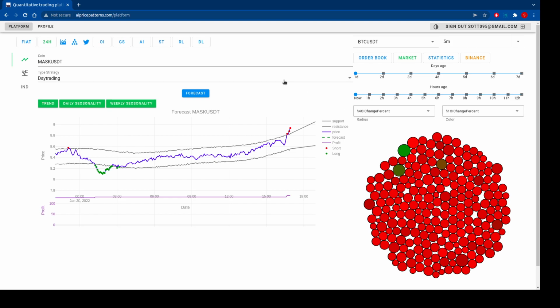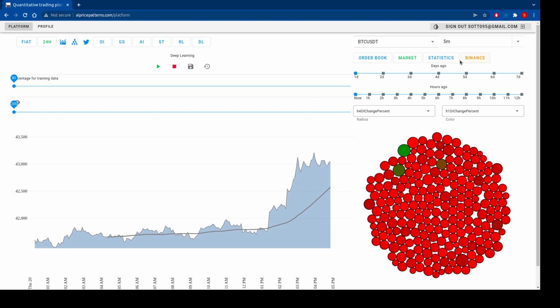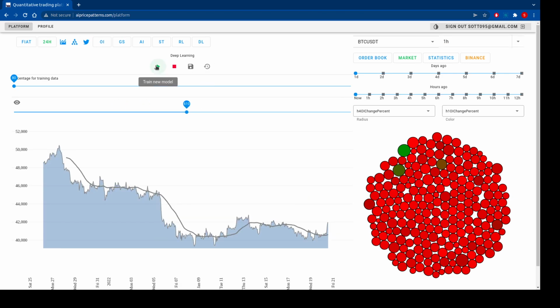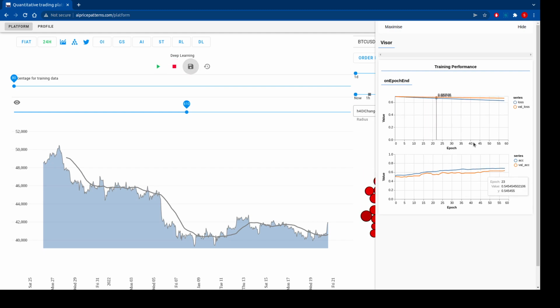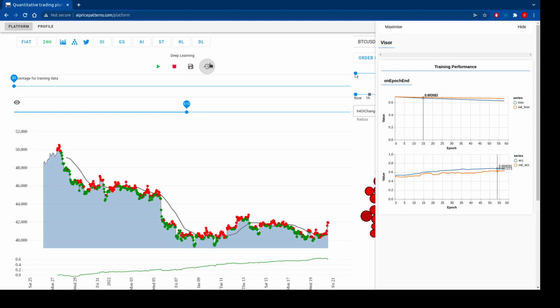Okay, let's analyze our Bitcoin using deep learning, using a neural network. What we need to do, I would like to see what happens for 1 hour, and let's analyze, and I would like to see accuracy of about 60%. Okay, it happens, and I try to save it. Okay, I'm stopping and saving. Accuracy is about 62%, and we need to save, and next we need to do a back test.